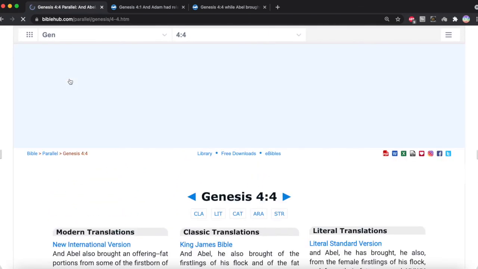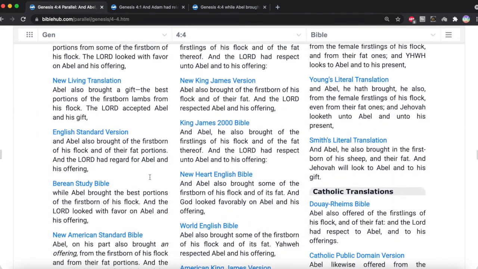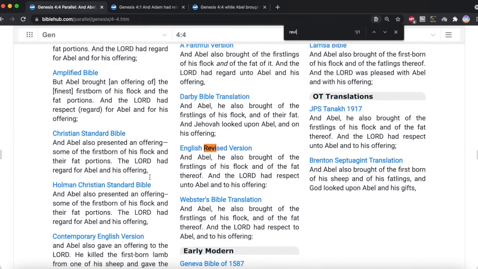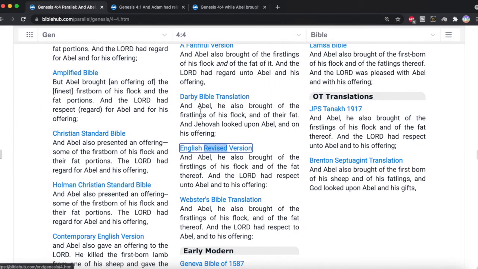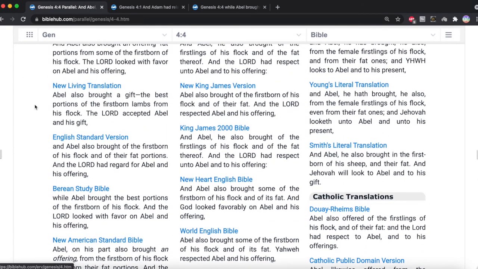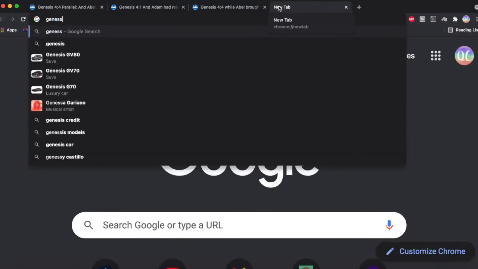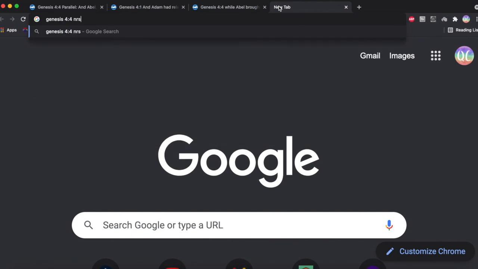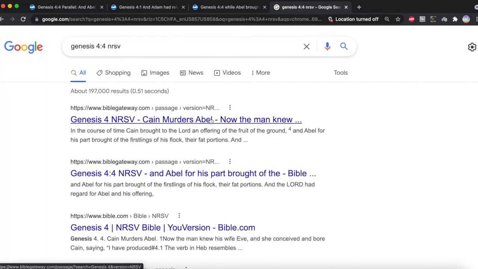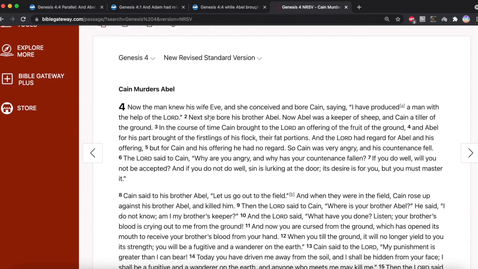Let's see what happens if I click additional. Will they then have revised? No, they still don't. That's not the New Revised. So they have all these different versions, but they don't have my favorite, so I would probably Google, in fact, I'll do that. Genesis 4:4 NRSV. Cain murders Abel. Yep, we know.